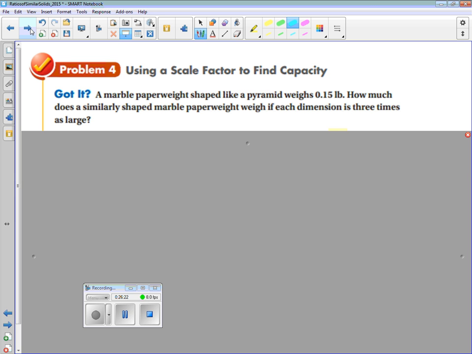All right. What information am I given in this problem? Am I given a ratio of the sides? Am I given an original weight? What am I given here? I need a ratio of something. What ratio am I given?